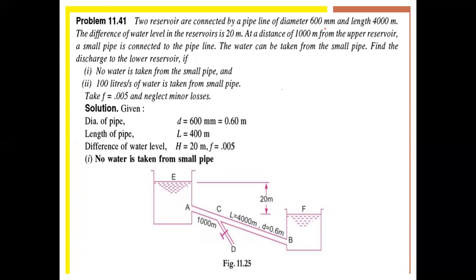Two reservoirs are connected by a pipeline of diameter 600 mm. And the length is 4000 meters. So total length is 4000 meters. In that the line of diameter is 600 mm. The difference of the water level in the reservoirs is 2 meters.